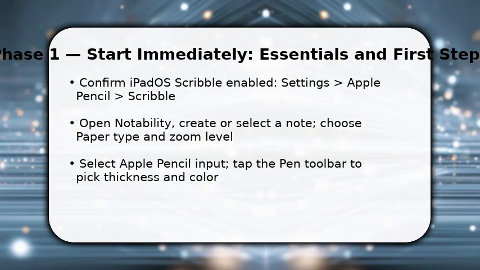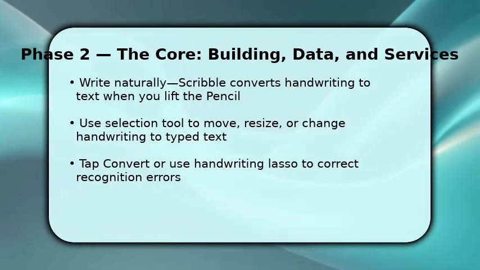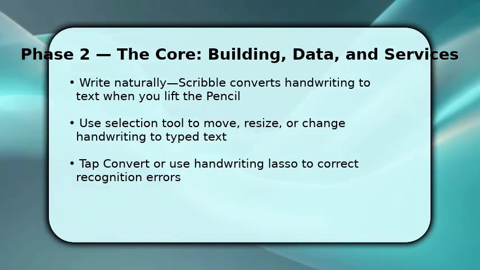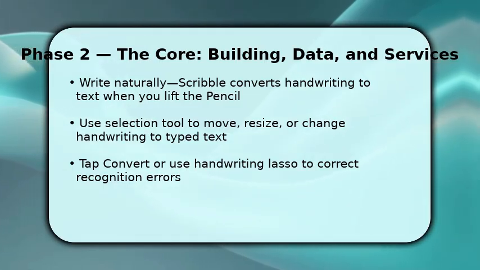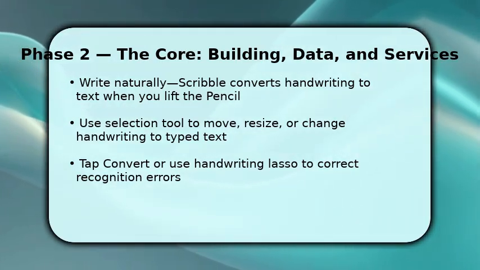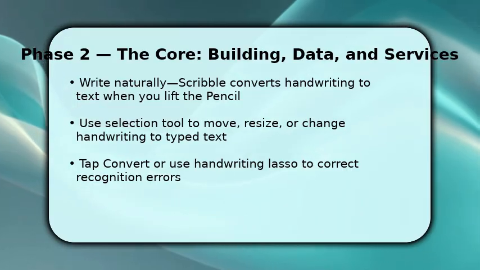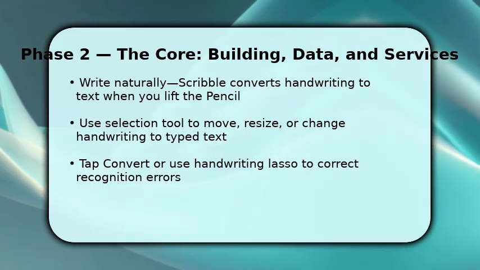Start writing naturally. Notability uses Scribble to interpret strokes into text as you lift the pencil, so keep letters distinct for better recognition. Once you have content, switch to the selection lasso to drag, resize, or group words. This helps reorganize ideas quickly. If you want typed text, use the convert option. Notability shows suggestions you can accept or edit.